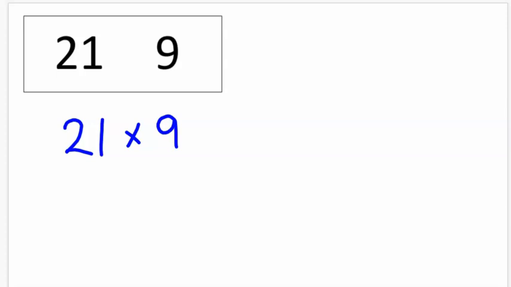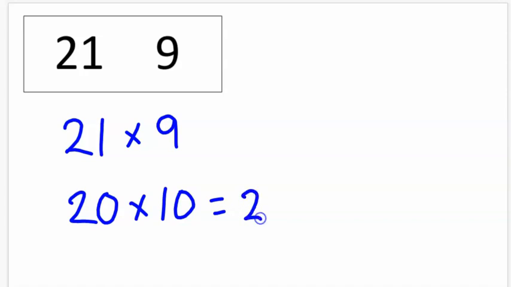Okay, welcome back. So I know that 21 is close to 20 and I know that 9 is close to 10. So 20 times 10 is 200. So I know that 21 times 9 is close to 200. Let's look at the next one.